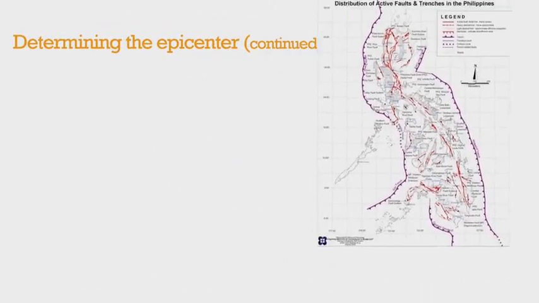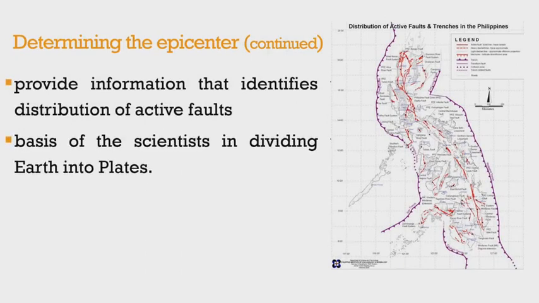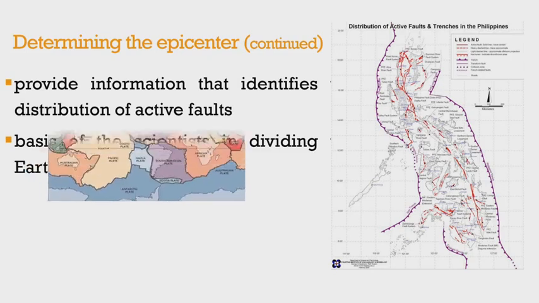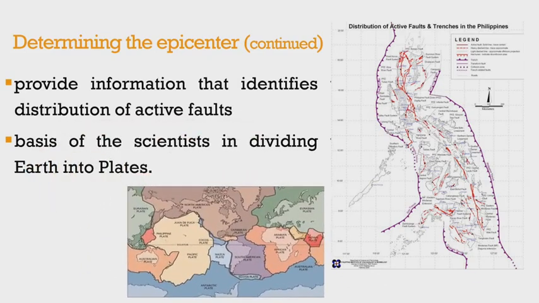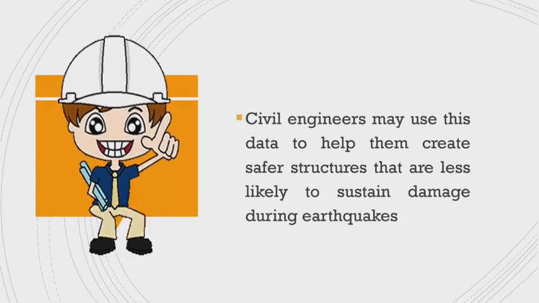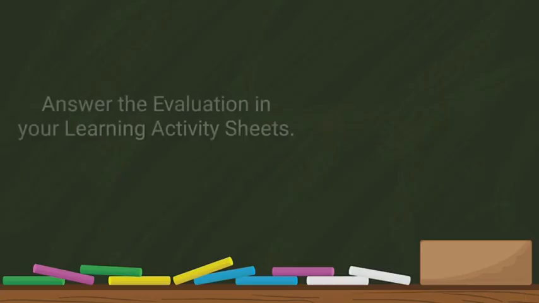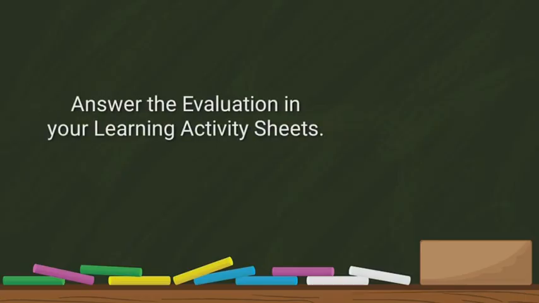Further, determining the epicenter provides information that identifies distribution of active faults, the basis of scientists in dividing the Earth into plates. Civil engineers may use this data to help them create safer structures that are less likely to sustain damage during earthquakes. Let's check your understanding by answering the evaluation in your learning activity sheets.